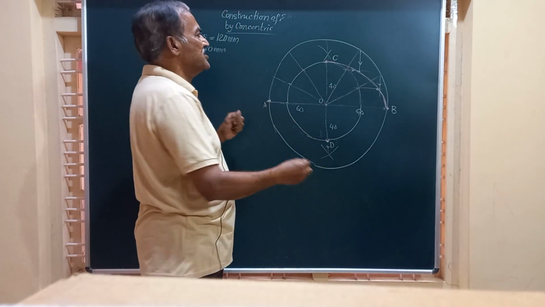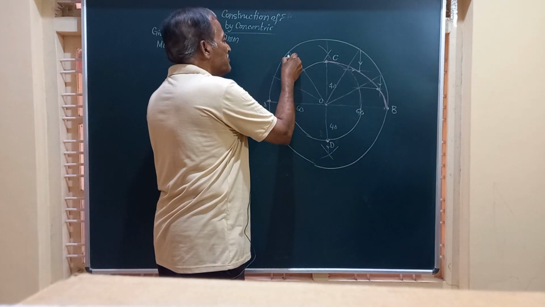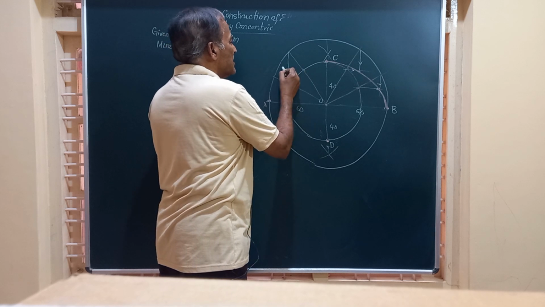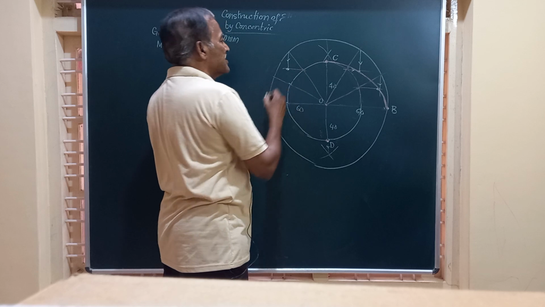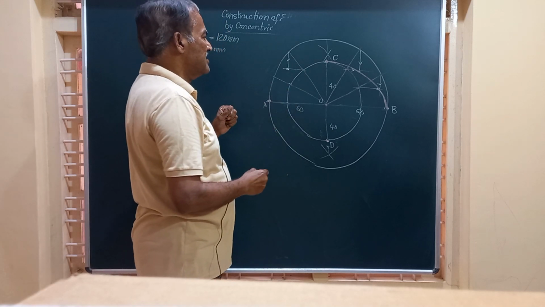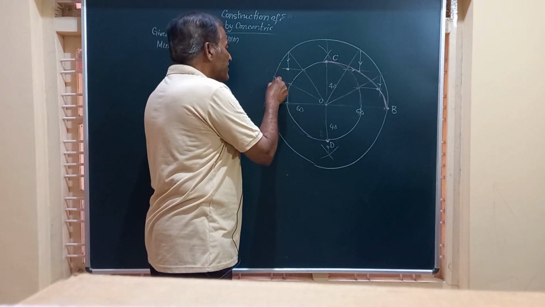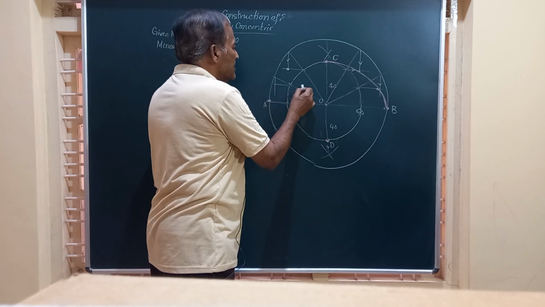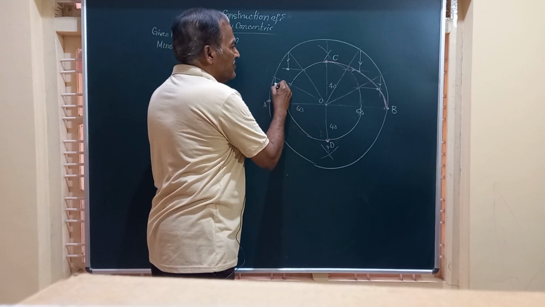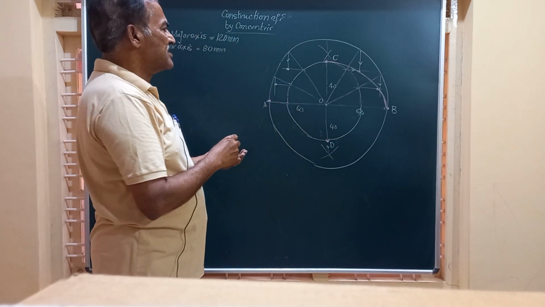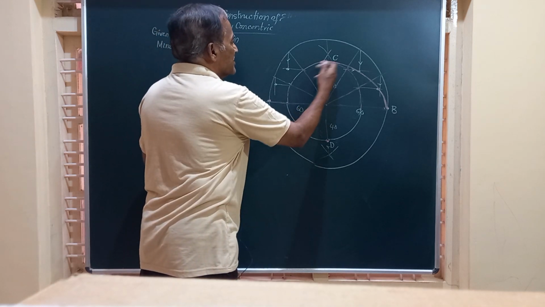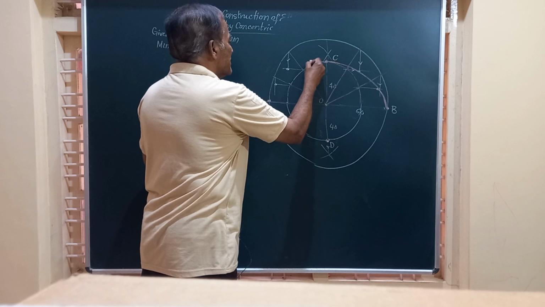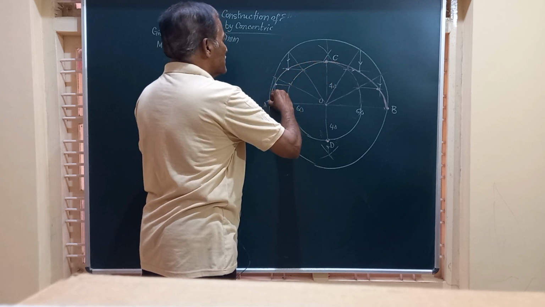Follow the same procedure. Vertical line from the major axis, horizontal line from the minor axis. The point where they intersect is one of the points. Likewise, vertical line from the major axis, horizontal line from here. The point where they intersect is a point on the curve. So we can join these again, similar to this, by a continuous smooth curve.